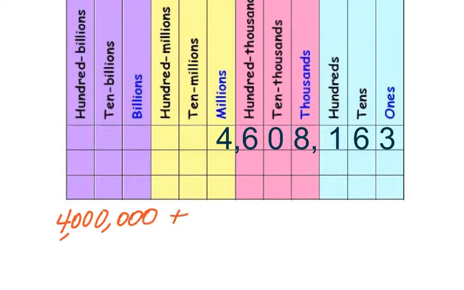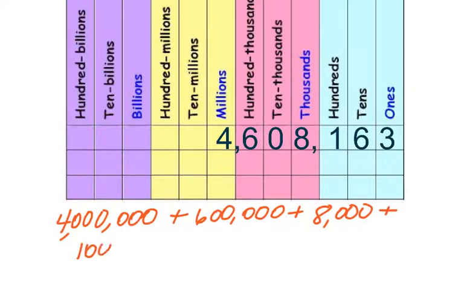Then I'm going to add that to a 6 in the hundred thousands place, which is 600,000. I'm adding that to, I have nothing in the 10,000s place, so I can skip that. But I have an 8 in the thousands place, so I'm adding that to 8,000. I'm going to add that to 100. I will add that to 60. And then I'm adding finally 3. Because the 6 in the tens place was 60, 3 in the ones place is simply worth 3.